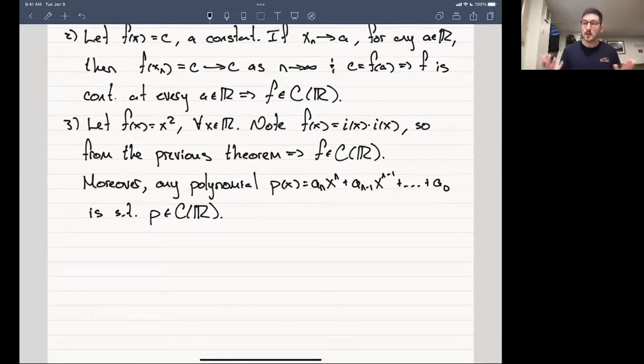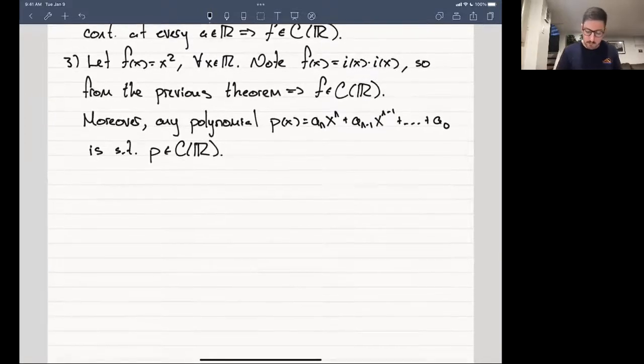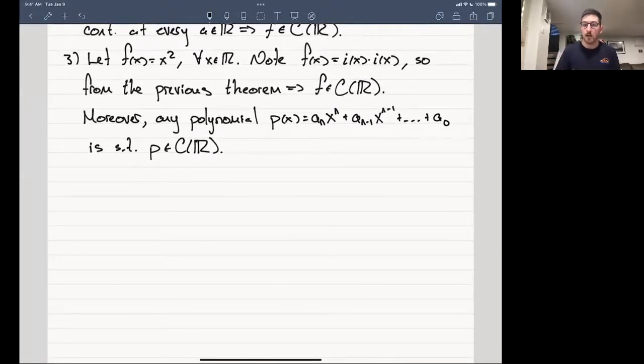So then a_n x to the n is continuous. Same argument applies to a_{n-1} times x to the n minus 1. So you add those two together, continuous. Then you just keep adding. It's just this inductive process that tells you that every polynomial is continuous at every value of x in R.